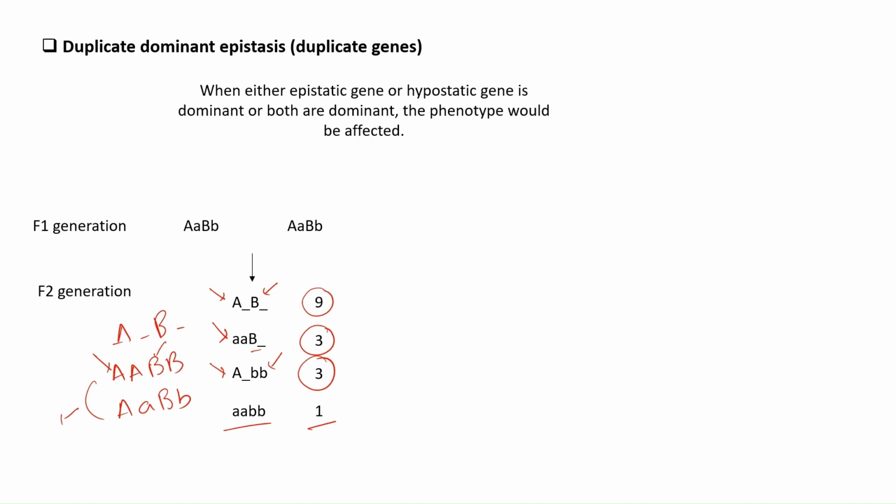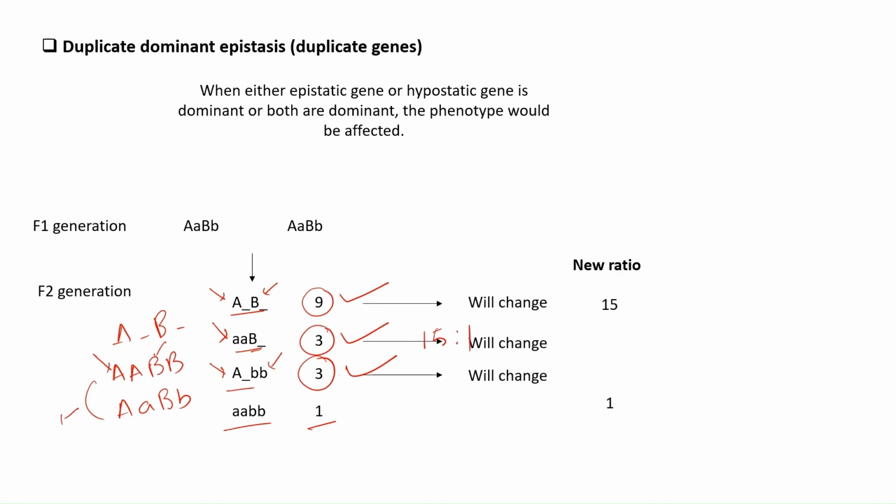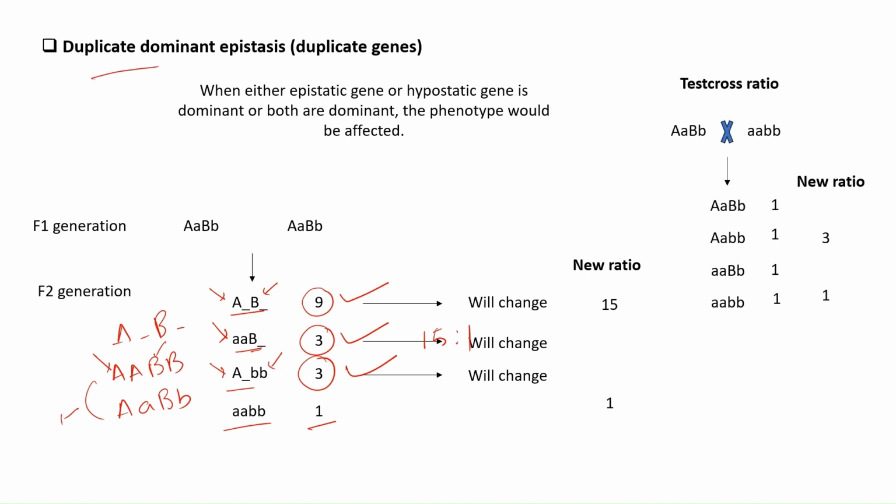Now, how will the ratio change in case of duplicate dominant? So, duplicate dominant means when either or both are in dominant state. So, this one, both are in dominant state. This one, B is dominant. This one, A is dominant. So, these three we have to add because these are the three genotypes that will affect the phenotype. So, the ratio will become 15:1. No need to mug up. Only with the help of the dihybrid cross ratio, you can get the new ratio if you know the type of epistatic interaction.